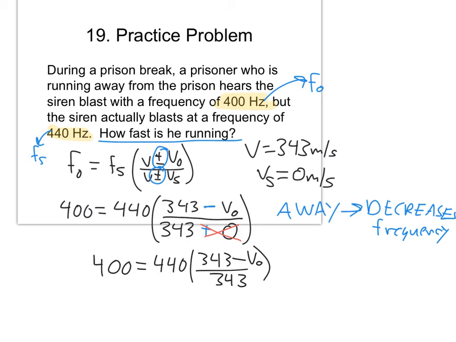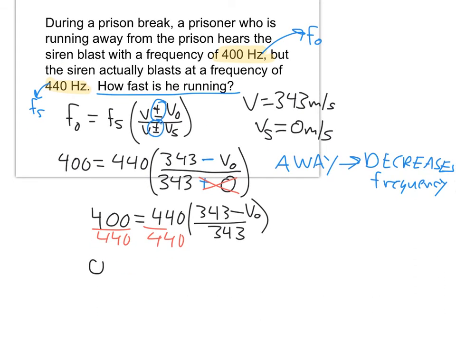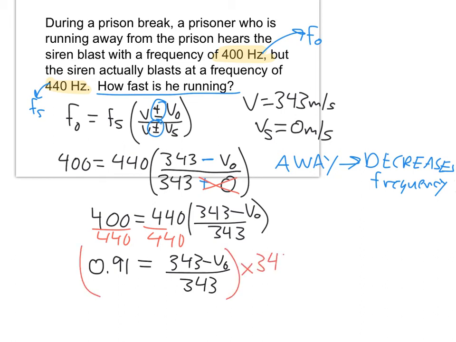So the first thing I'm going to do is divide both sides here by 440. And what I end up getting here is 0.91 is going to be equal to (343 minus VO) all over 343. I'm going to multiply both sides by 343. And when I do that, I end up getting 311.8 is going to be equal to 343 minus VO.